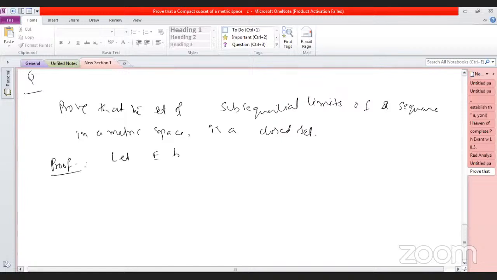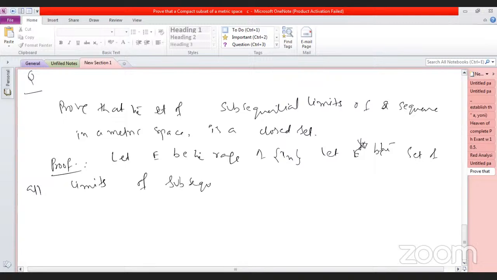Let E be the range of the sequence Xn we are writing. Let E star be the set of all limits of subsequences of Xn. We are taking the set of all limits of subsequences of Xn. It should be convergent.